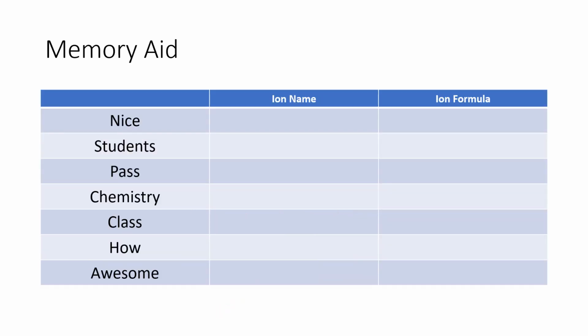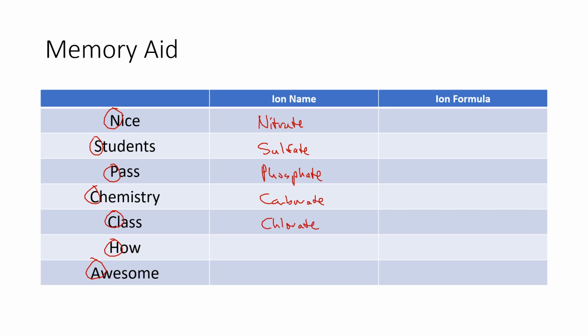So our last stop is a little memory aid to try to help you to keep all these ions straight. We have nice students pass chemistry class. How awesome. And so that corresponds with the names for all of the polyatomic ions that we have learned about today. So first one is nitrate and sulfate and phosphate and carbonate and chlorate and hydroxide and ammonium.